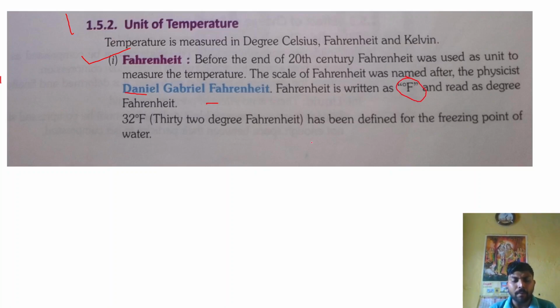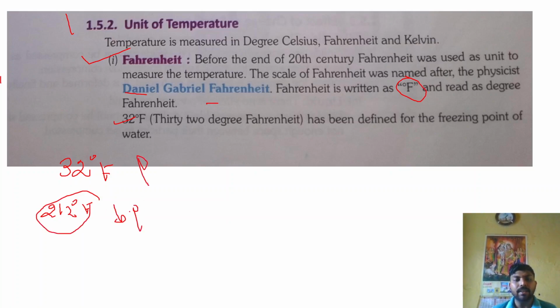One very important point is that the freezing point of water in the Fahrenheit scale is 32 degrees Fahrenheit. And the boiling point of water is 212 degrees Fahrenheit. So that is very important.